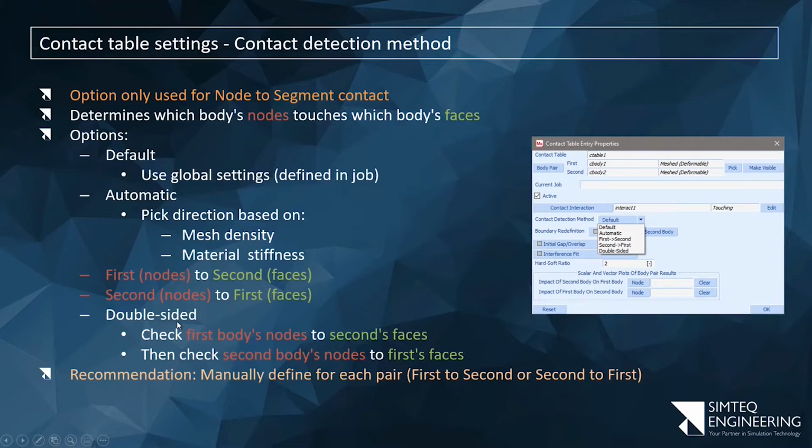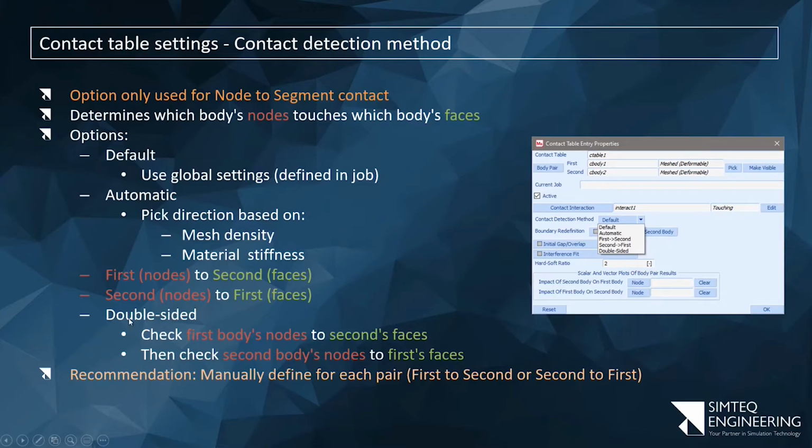This will say first check the first body's nodes against the second, and then the second against the first. Now, I keep on talking about first and second. It's simply the sequence in which they are listed in the contact table. So I'll tell you for this body pair, the first is contact body 1 and the second is contact body 2. I could have named them whatever I wanted, but what first to second would mean is body 1's nodes would touch body 2's faces. Second to first would be the opposite.